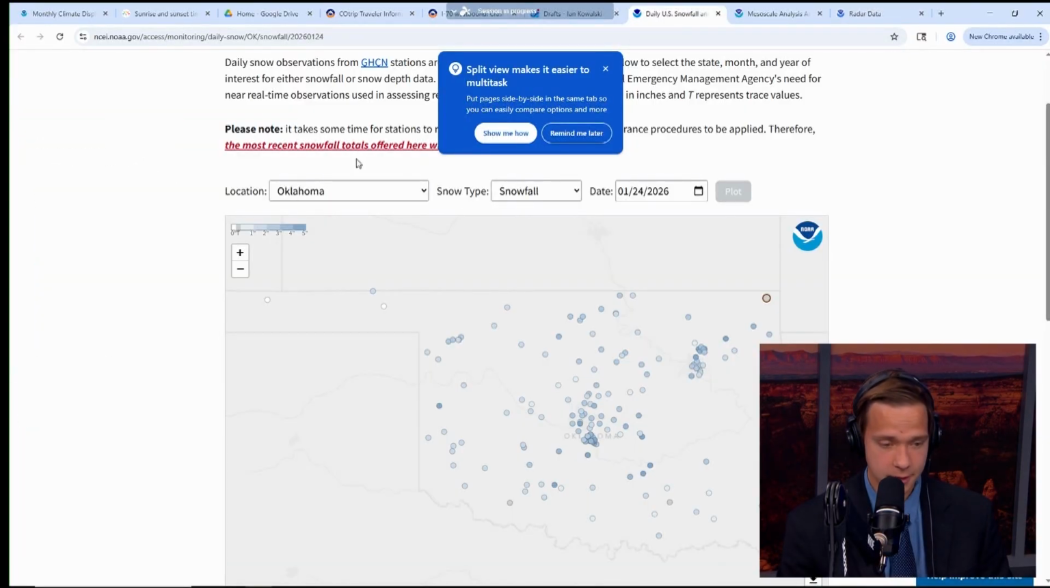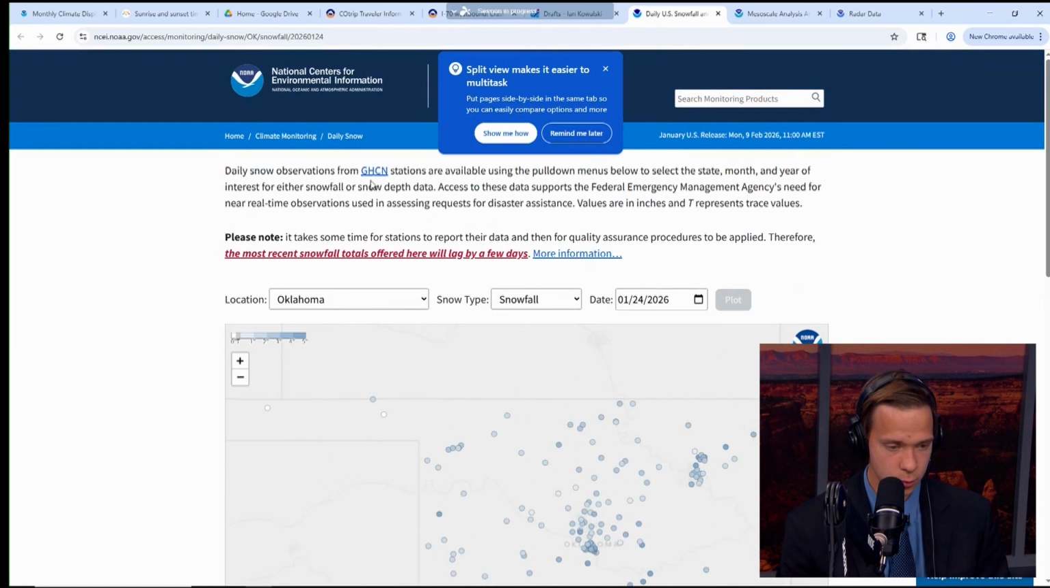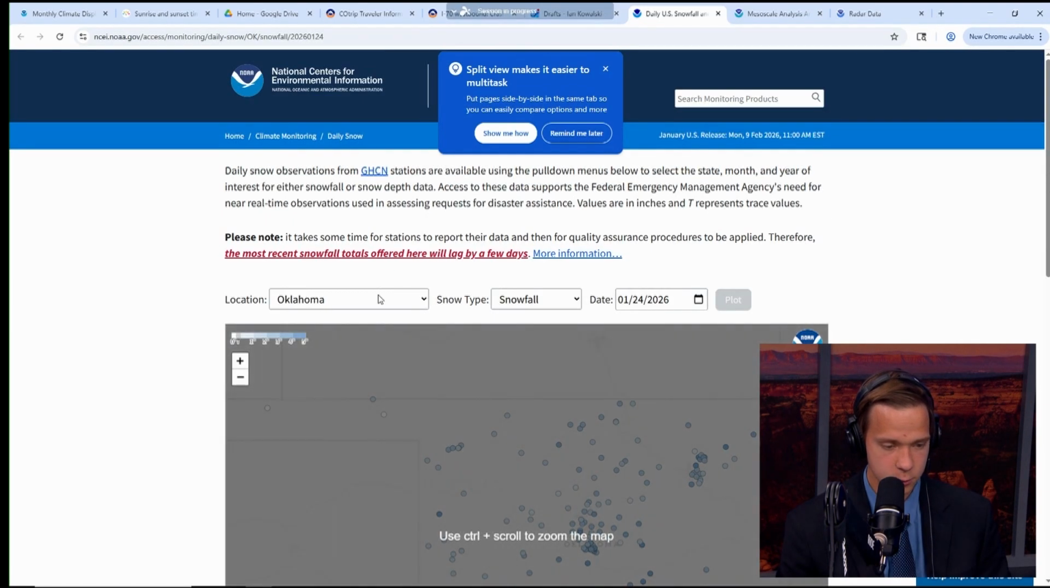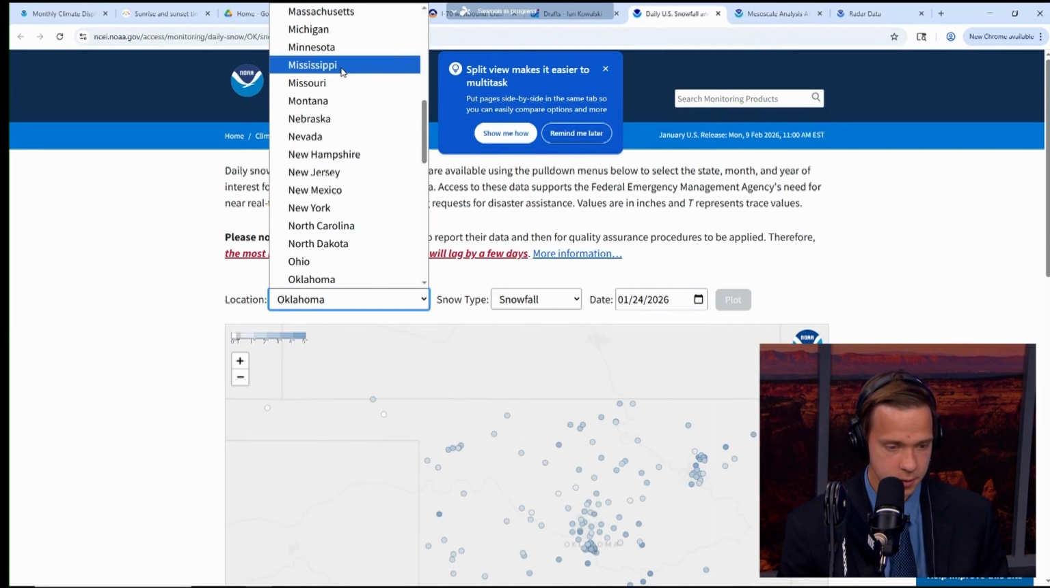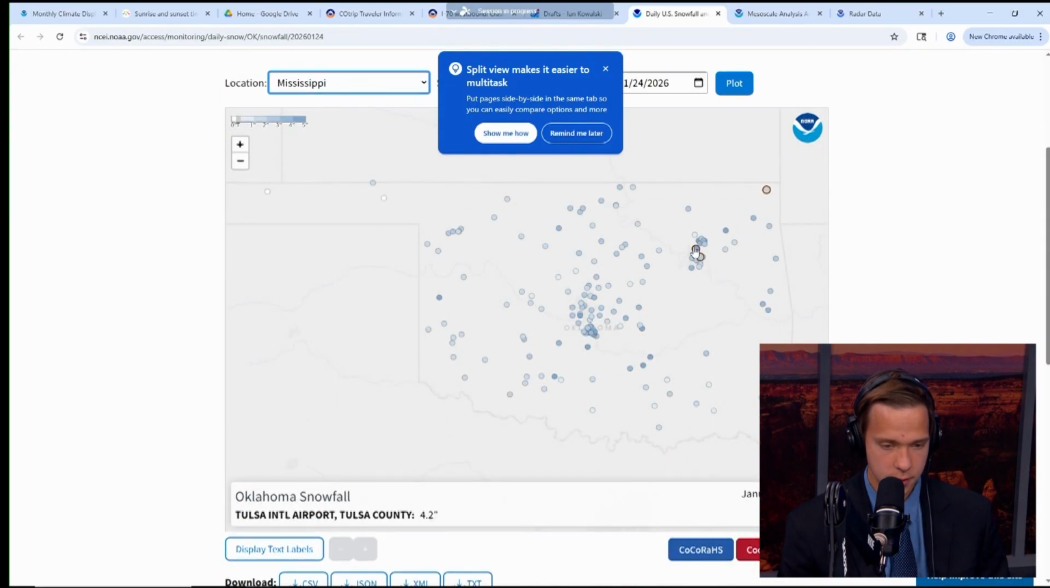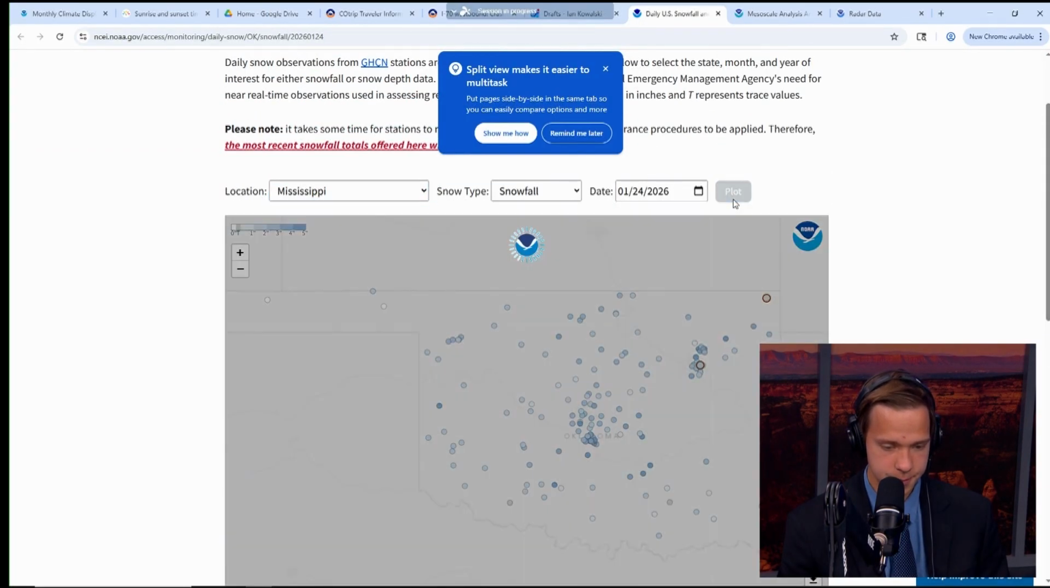And what that actually looked like in terms of snowfall totals, we'll take a look at this tool right here. This is from the NCEI as well. We'll go over to Mississippi. We'll take a look at our snowfall for the date of the 24th.